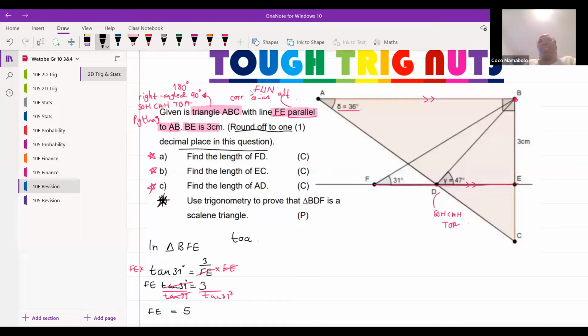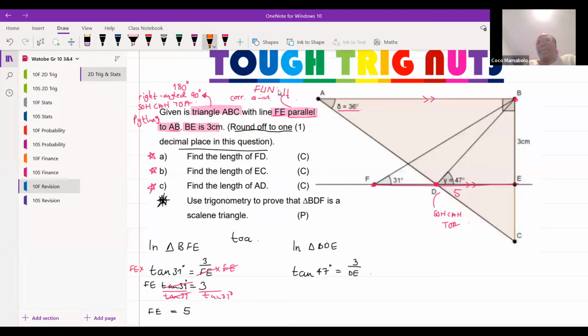Now we've got FE, we know that FE is 5. We don't want FE, we want FD. So what's our next step? Next we're going to look for the length of DE using tan again. In triangle BDE, give me the statement. We're going to use our angle, 47 degrees. tan 47 equals our 3 centimeters over DE. Beautiful. And then we're just going to do the same thing over.